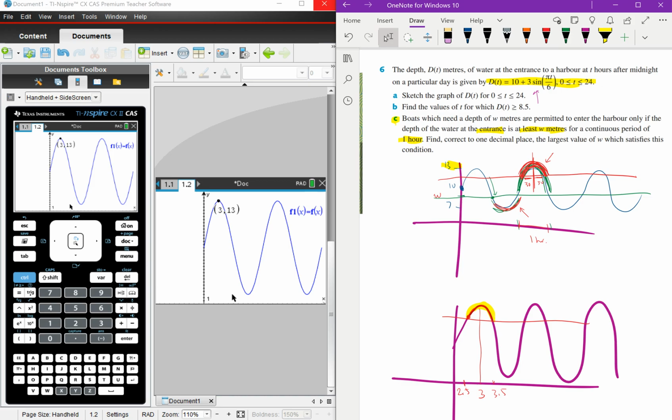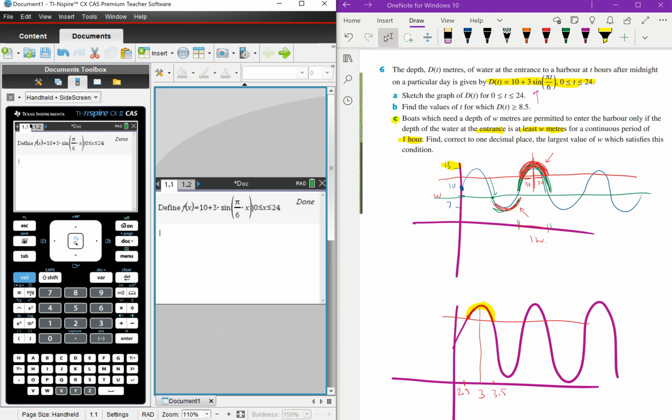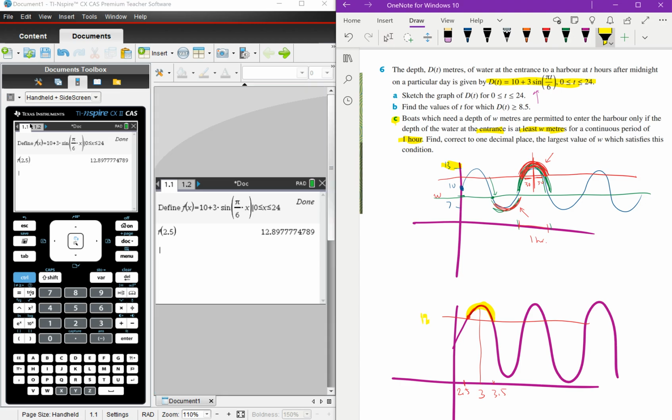So the first thing you need to know is, what is the value at 2.5? In my graph here, if I go to f of 2.5, that gives me 12.8977, but it says correct to 1 decimal place. So really, as long as the value is 12.9, for example, and above, then it will definitely be. So if I had here 12.9, it will only be above 12.9 for 1 hour between 2.5 and 3.5, and that will guarantee that the distance is above that line for 1 hour.